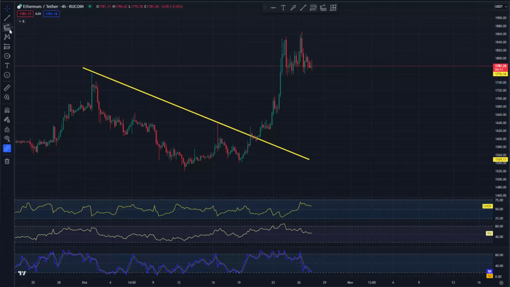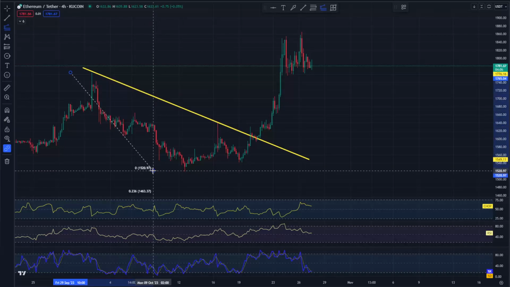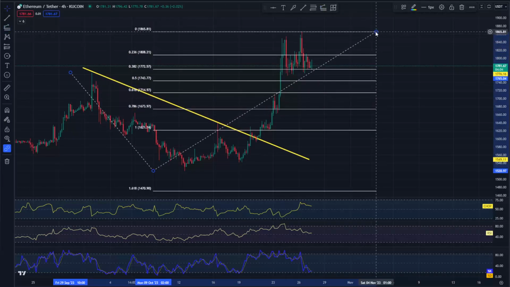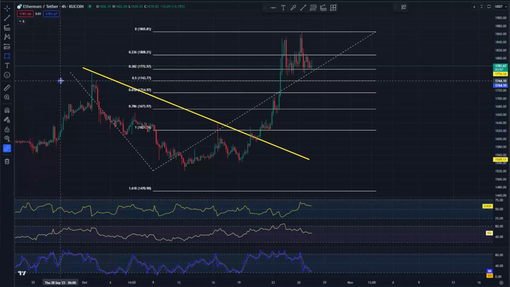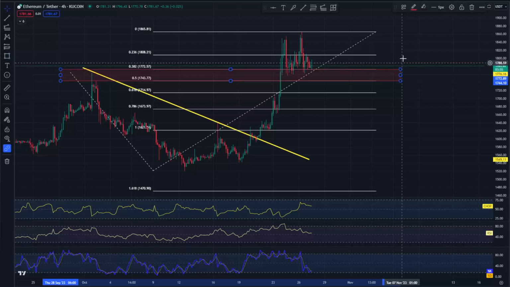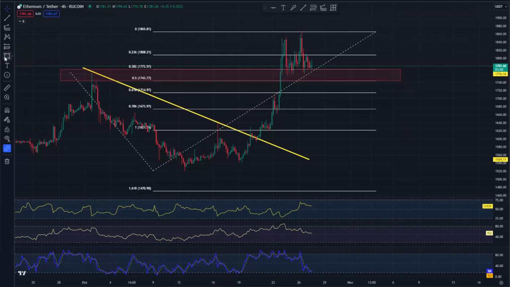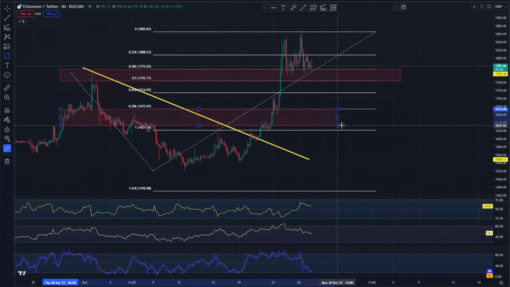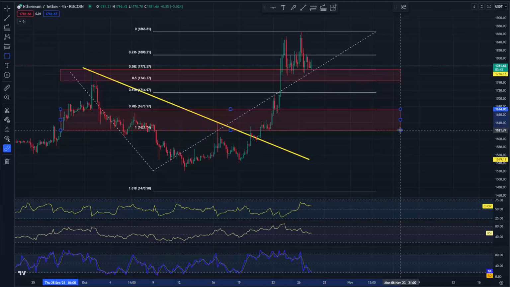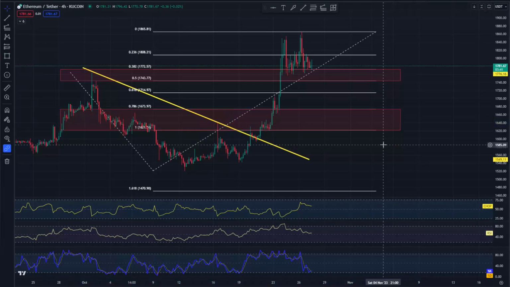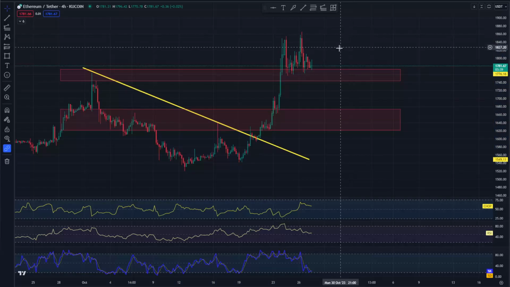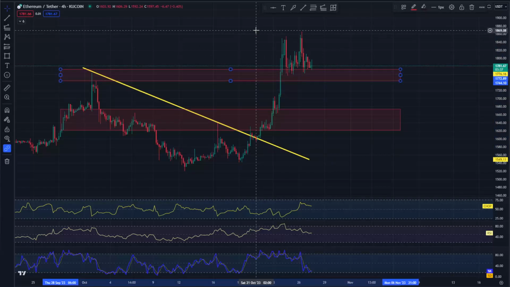Now let's move on to marking the support places. We will use the trend-based fib extension tool to mark supports, and as you can see, first we have a support zone from $1,772 to $1,744, and then it is worth defining a second strong support zone from $1,674 to $1,621.